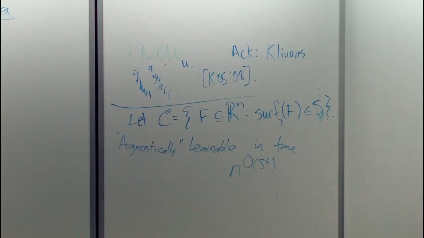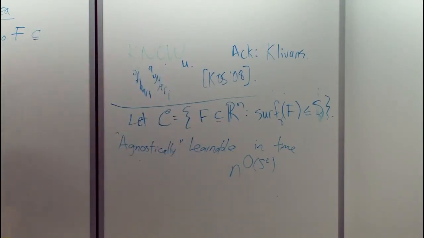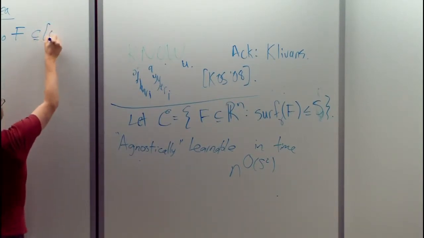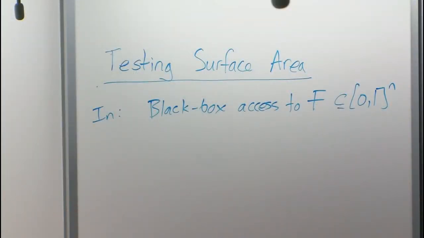So more precisely, here is what it would mean to test surface area in the property testing framework. You want something that looks like this. The input is black box access to a set F. This was about the Gaussian setting, and we're eventually going to talk about the Gaussian setting here too, but let me stick with the more familiar setting of normal surface area and normal sets. Just for scaling, let me say that it lies somewhere inside the unit cube, just so you know where to look to start.